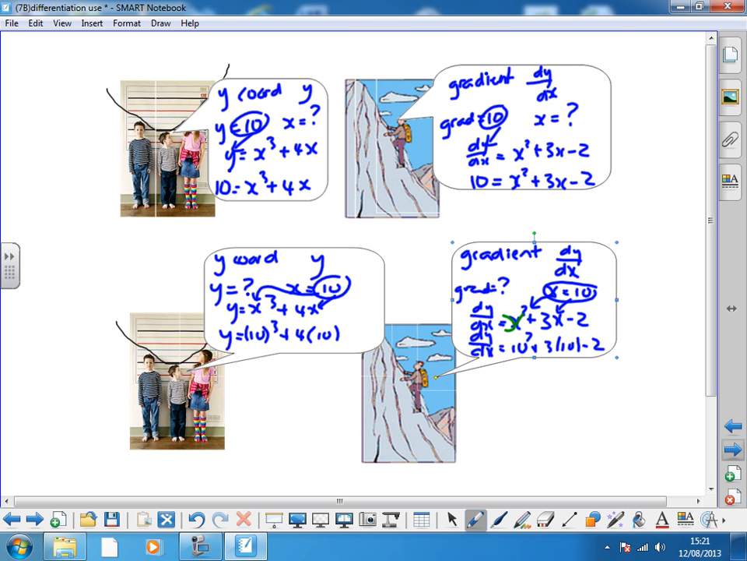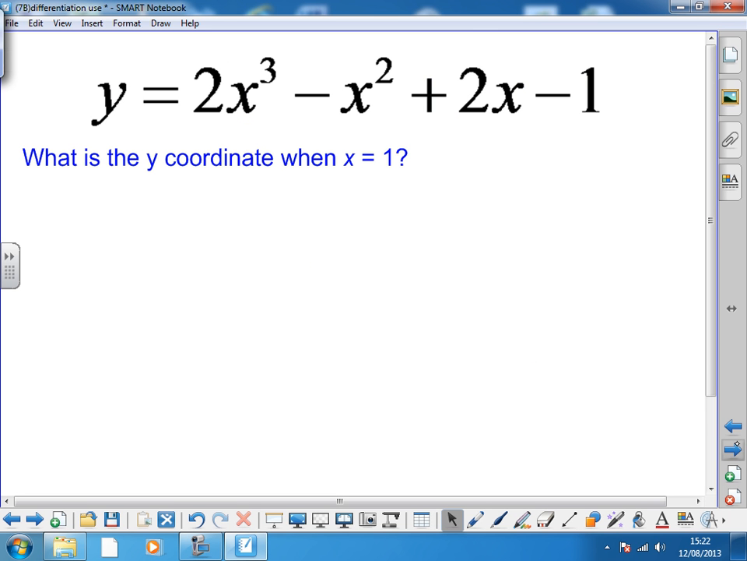If we know x, fine, substitute x in. But equally, if we know dy by dx, substitute dy by dx in. Just replace dy by dx with 10. If we know y, then substitute that in. Replace y with what you know y is. So it's the same sort of process, but you have to think through which function do I need and what information can I substitute in, and then just solve from there. So let's have a go, see if we can do some.